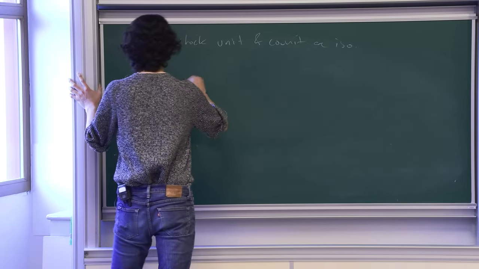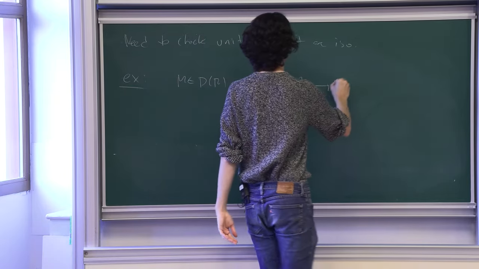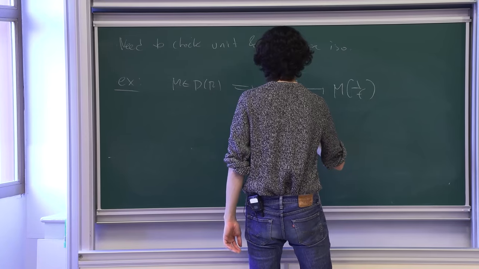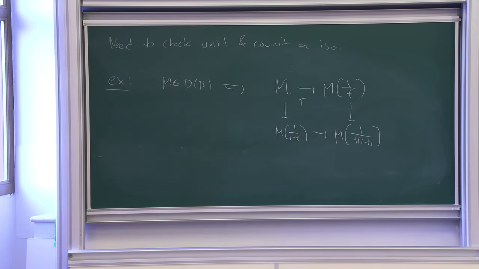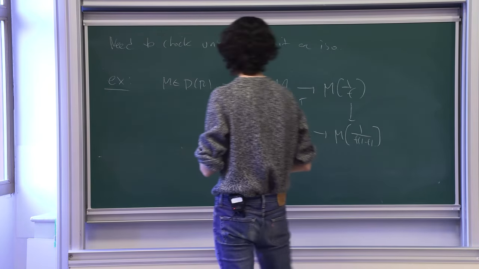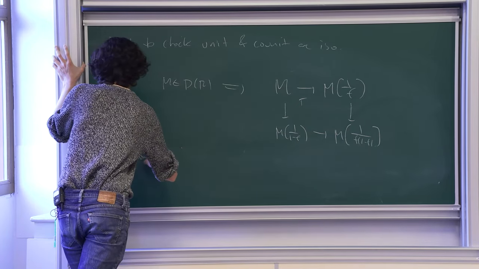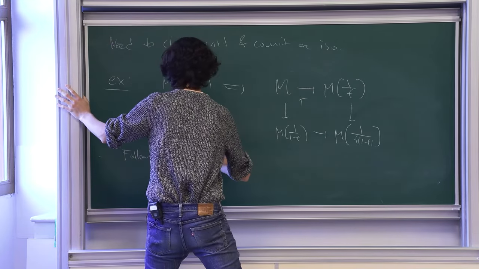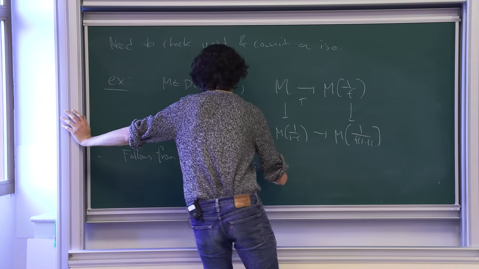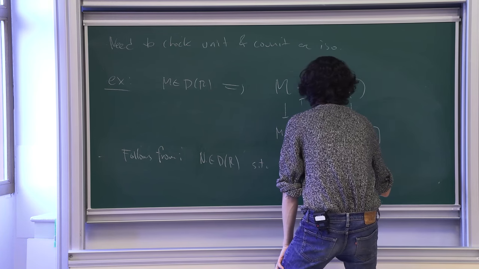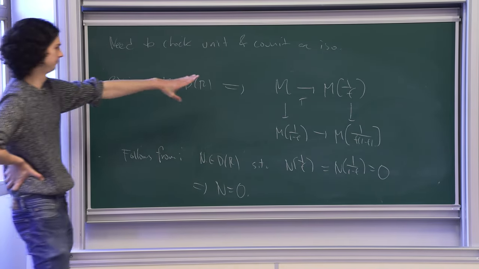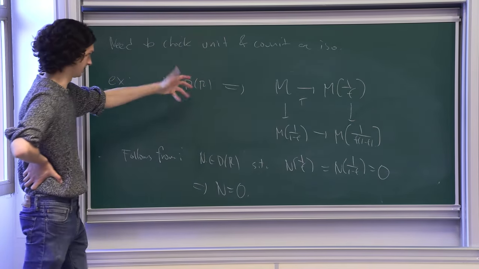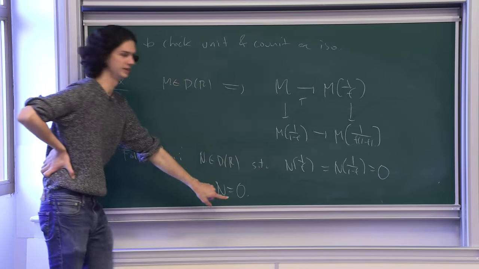So for example, for the unit, you need that if M is in D of R, then M1 over F, M1 over 1 minus F, M1 over F1 minus F is a pullback. That would be the claim that the unit of the adjunction is an isomorphism. This follows from the statement that if you have any element n in D of R such that n 1 over f equals n 1 over 1 minus f equals 0, then n equals 0. To test something is a homotopy pullback, you can measure the difference by a mapping cone. That object will satisfy this condition, and then you want to conclude that the object itself is 0.